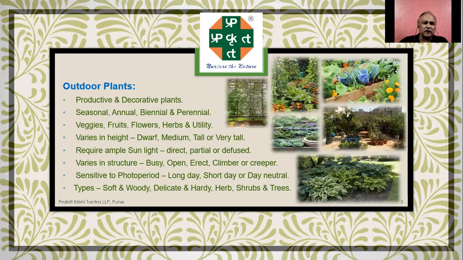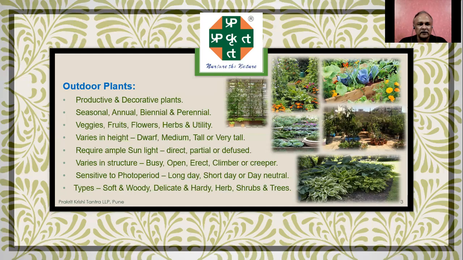Then comes the outdoor plants. In the outdoor plants, again, two types of outdoor plants can be grown. One is productive, as I said, vegetables and fruits are productive. That is for some production, for our uses, for consumption or otherwise. And others are decorative, for aesthetic view, for decorating and beautifying our outdoor spaces.